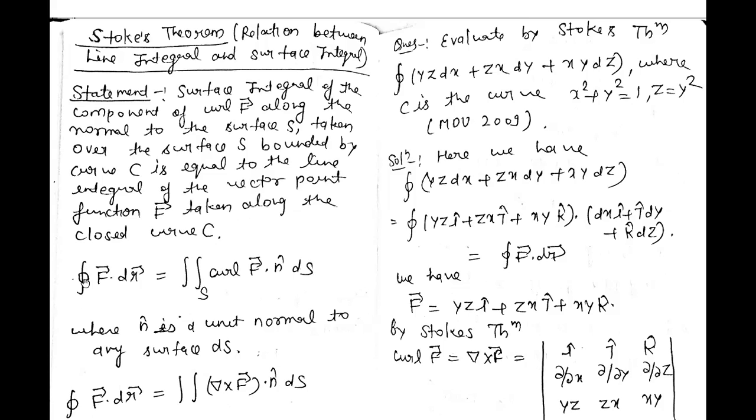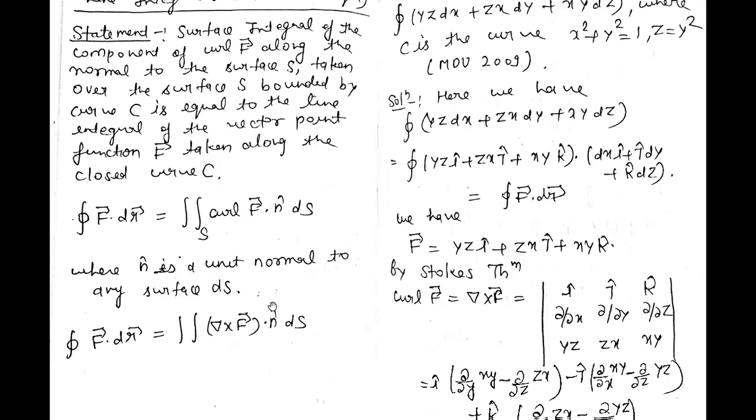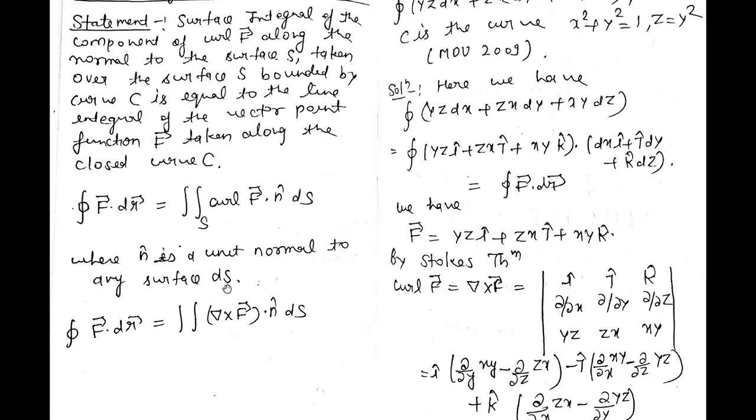Now, this circle on the integral means closed integration, f vector dot dr vector. This is your line integral. You have already known about the line integral, right? I have told you. And the double integration is the surface integral, curl f vector dot n cap into ds. So you will calculate curl of f vector, which is the determinant of i j k, del upon del x, del upon del y, del upon del z, and your functions f1 f2 f3, right? Where n cap is a unit normal to the surface S.